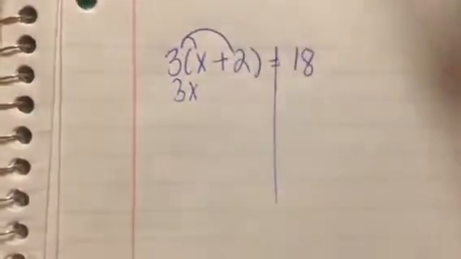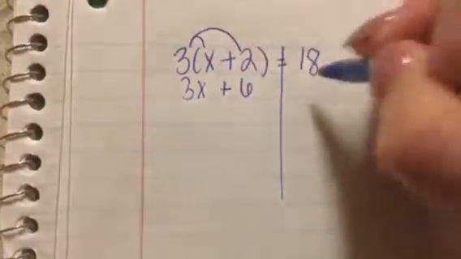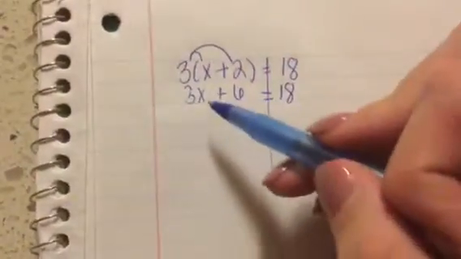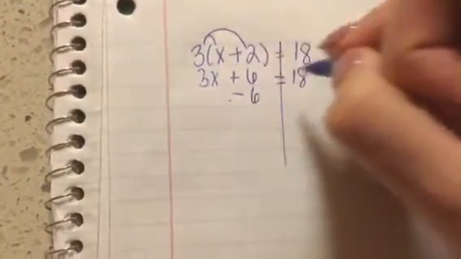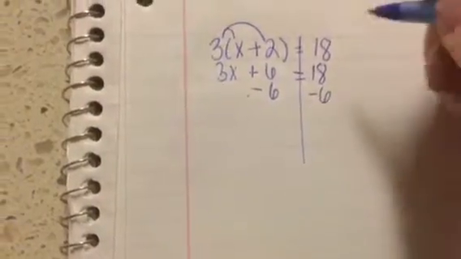So I take 3 and times it by x, which gives me 3x. I then do 3 times a positive 2, which gives me a positive 6. I then drop down my equals 18. Then what I need to do is work away from my x and get rid of my plus 6. In order to do that, I do the opposite, which is minus 6. I also then subtract 6 to this side.